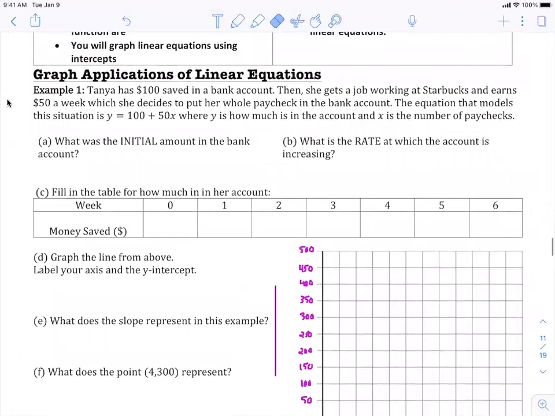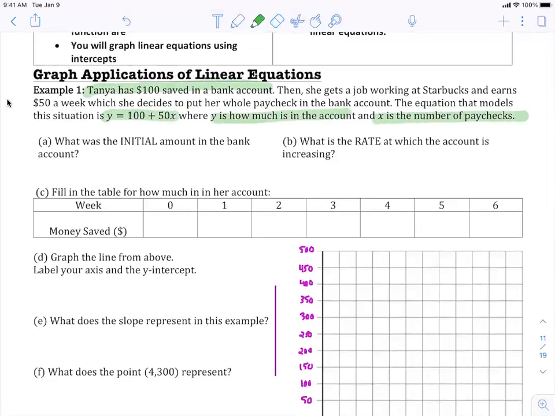Example 1 says Tanya has saved $100 in a bank account. Then she gets a job working at Starbucks and earns $50 a week, which she decides to put her whole paycheck in the bank account to save it. The equation that models this situation is y equals 100 plus 50x, where y is how much is in the account, and x is the number of paychecks. Those pieces that I highlighted are probably the most important part of this, and the first sentence.